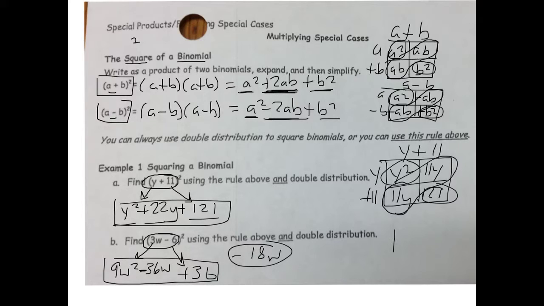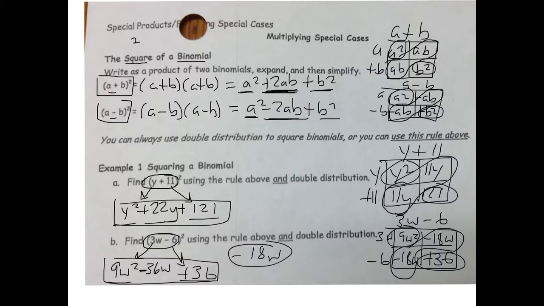Okay, I'm going to go ahead and show you the box method again, just so that you can see. I'm not expecting you to do the box method today unless you just don't understand this rule. 3 times 3 is 9, w and w is w squared. 3 times negative 6 is negative 18w. Negative 6 times 3 is negative 18w, and negative 6 and negative 6 makes positive 36. There's your 9 squared, your positive 36, and your peanut pair makes your negative 36w. Okay. I want you guys to either work your quick check now.